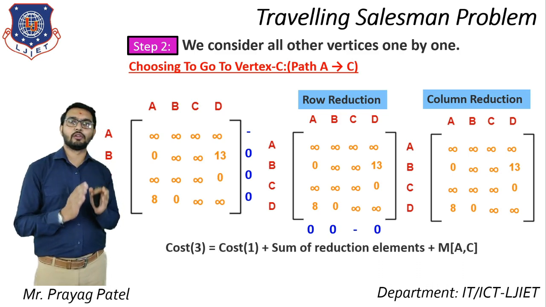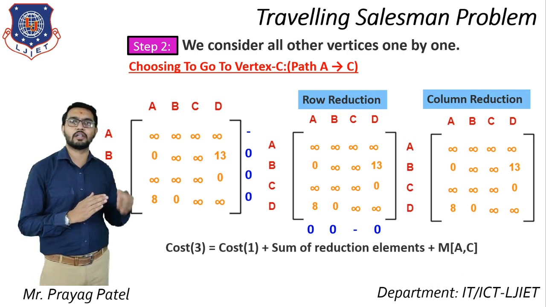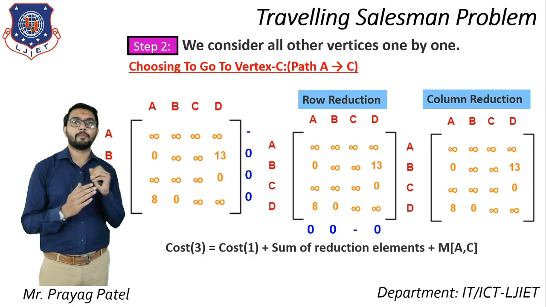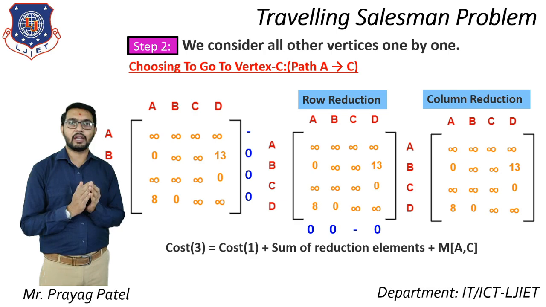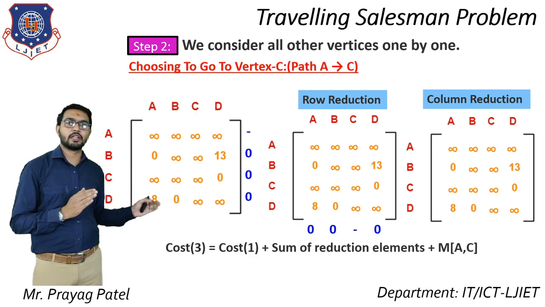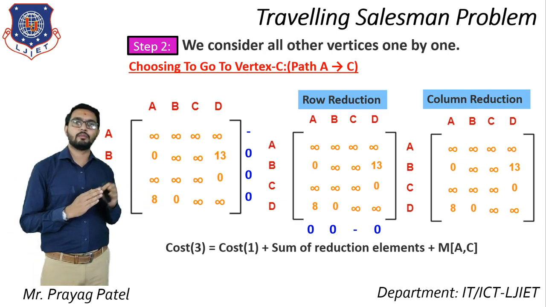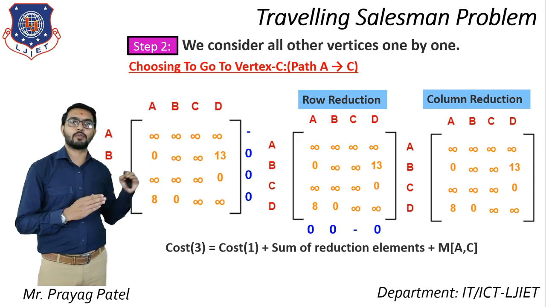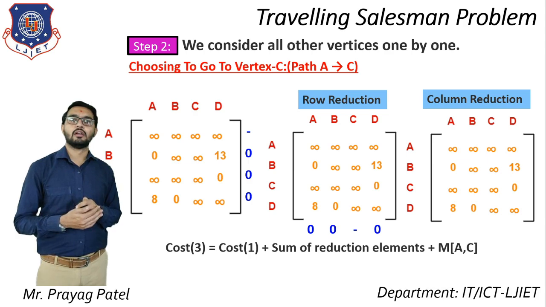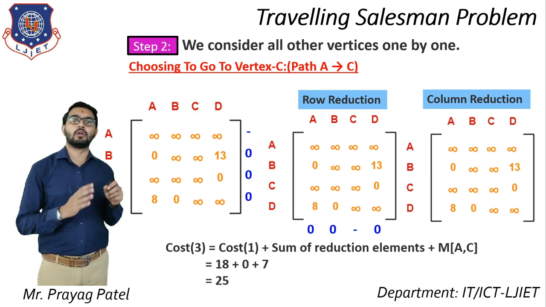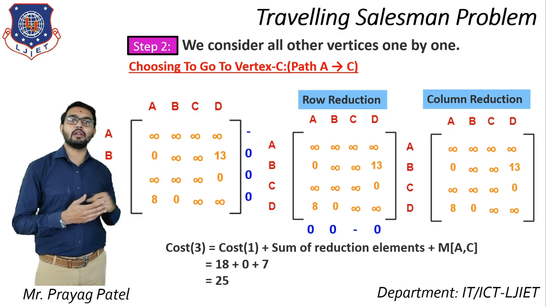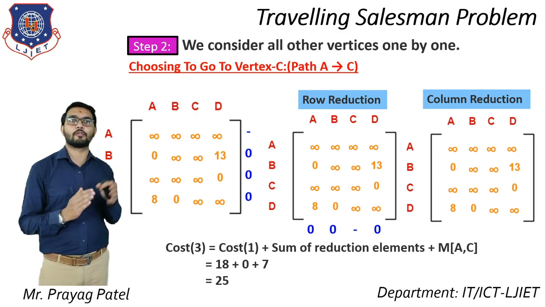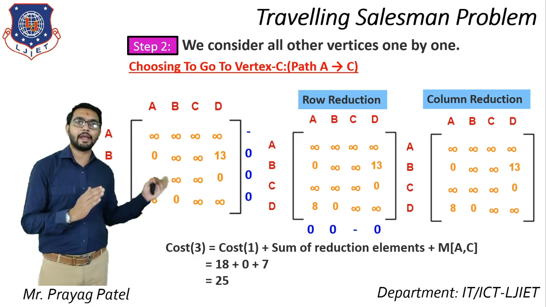Now the cost for the row reduction and column reduction, and also consider the cost from path A to C. Here consider the step number 3, meaning the cost for node 3, A to C as node 3. So cost 3 is equal to cost 1 plus the sum of the reduced cost plus M of AC. So here cost 1 is equal to 18, then the reduced cost is equal to 0, and the MAC value is equal to 7. So 25 is your final cost for the path from A to C.